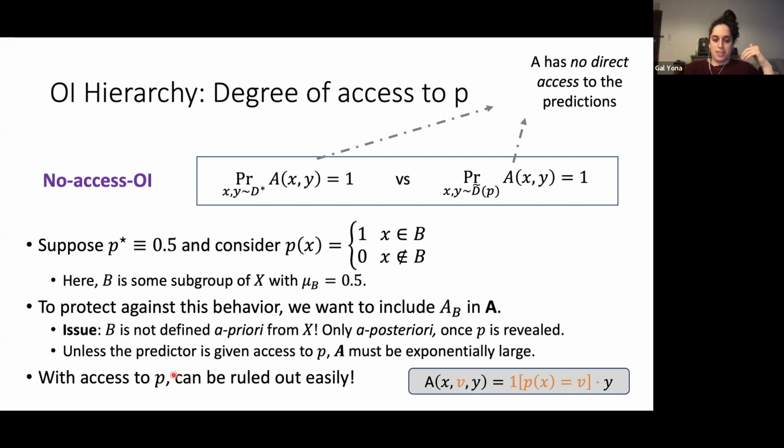By giving the distinguisher direct access to P, we can define something that's a bit more complex than these expectation testers that I've defined. I'll call this a calibration tester, where basically by getting the value of P directly, I can specifically restrict my attention to level sets of the predictor. So in this case, I would just be able to look at the group that's defined by everyone receiving a value of 1, which is exactly B, without having to include it ahead of time.